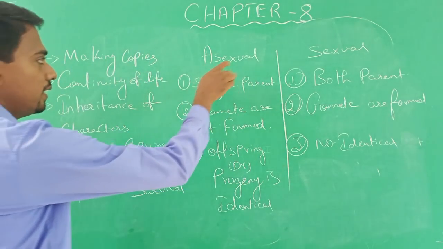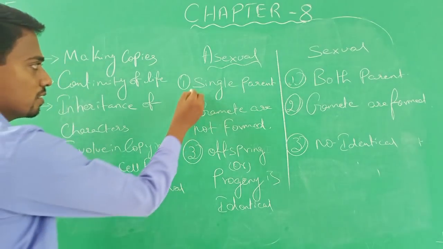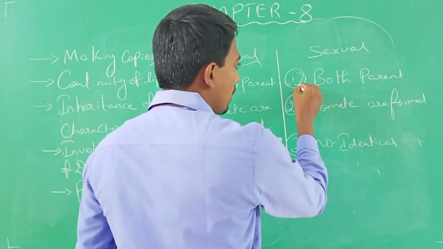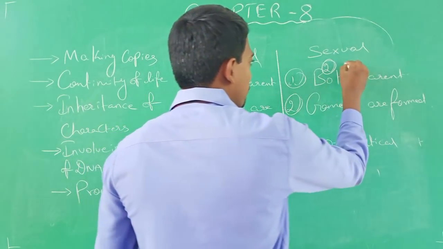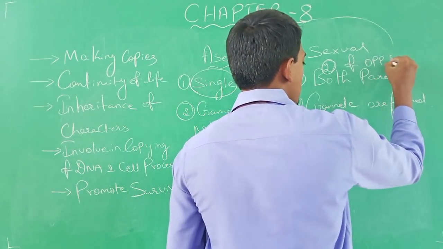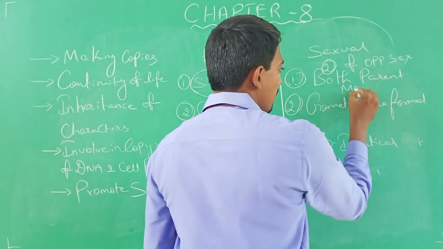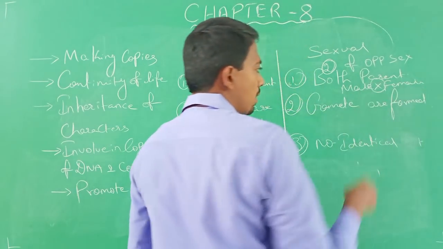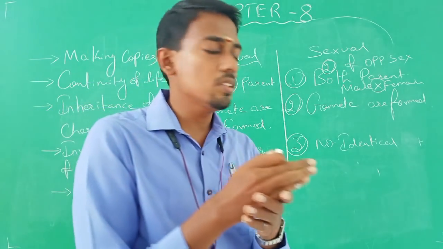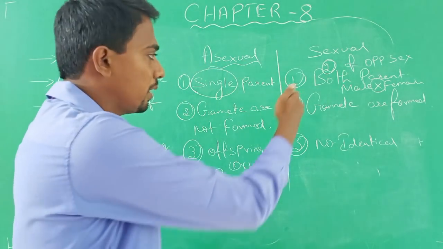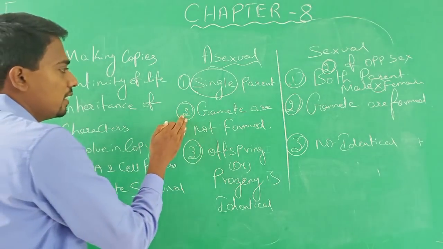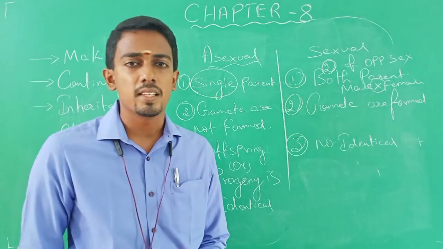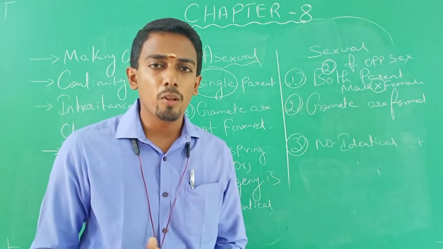I told you already that asexual reproduction involves how many parents? That is only one parent. And sexual reproduction involves two parents of opposite sex, that is male and female. Now, you know what this X represents. This X is the cross, that is, they are going to reproduce and make their own offspring. And here the gametes are not formed, as I told you, because gametes are the specialized cells and simply they are called the haploid cells.